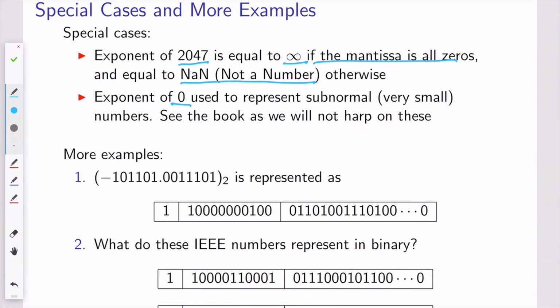Okay, then the other choice is if the exponent is 0. That's the other exponent that's saved. These are used to represent numbers called subnormal numbers, which are very small. They're mentioned in the book. We're not going to worry about these here.